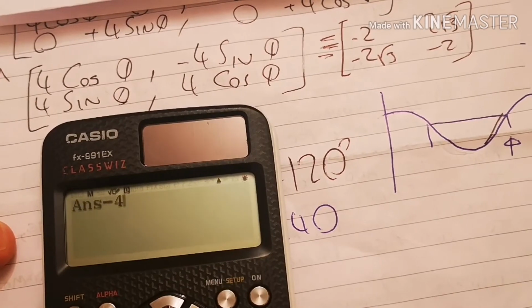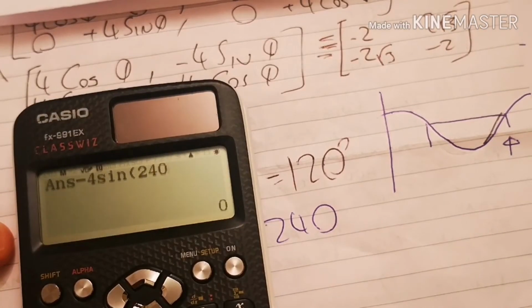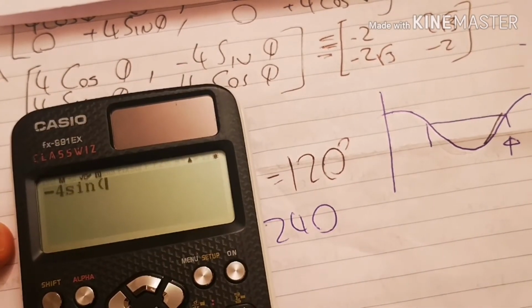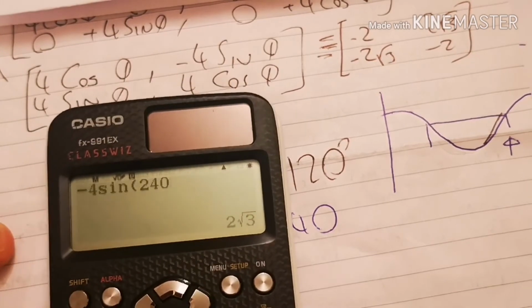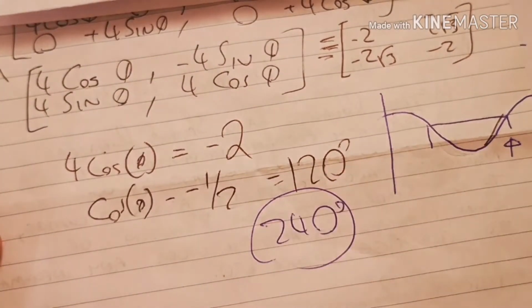So minus 4 sin of 240. Sorry, minus 4 sin of 240. Type it in properly, and you get 2 root 3, which is exactly what we want. So my answer is theta equals 240 degrees.